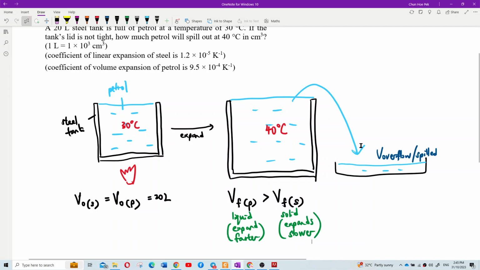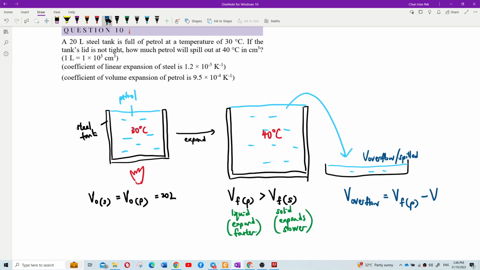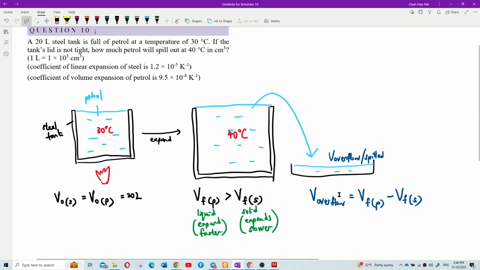So how to find the volume overflow? Very easy. How to find the volume overflow, class? Give me some hint. Volume overflow or volume spilled is equal to, just take the bigger final volume, which is the petrol, minus the final volume of the steel tank. Okay? Understand not?